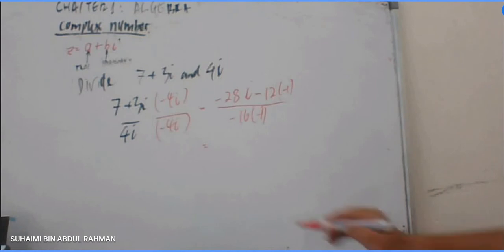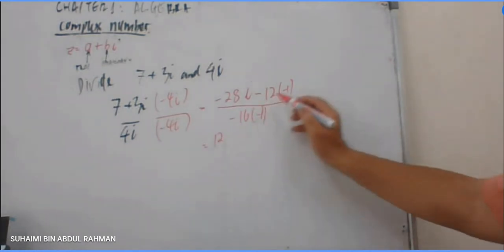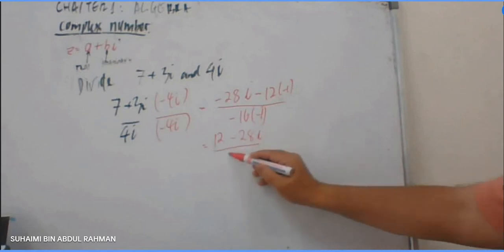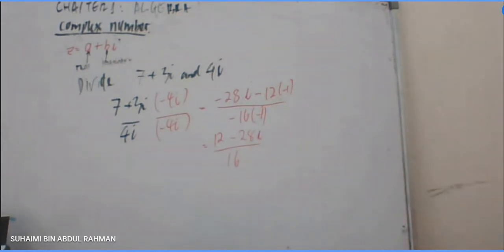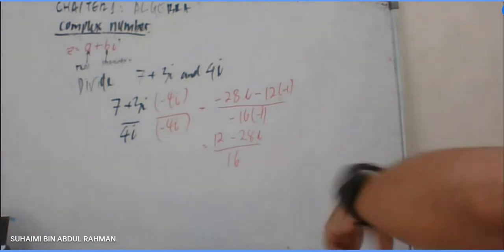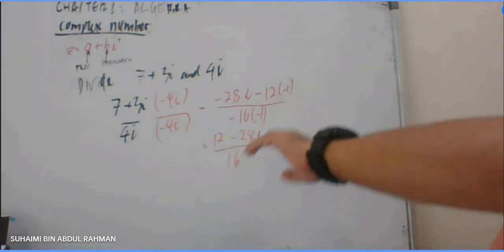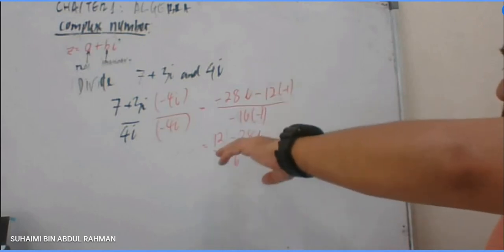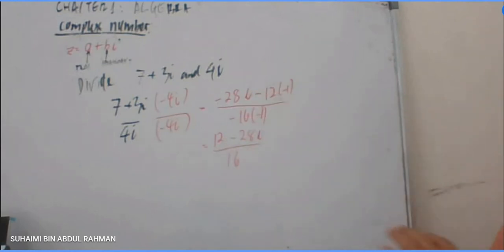So we have 12 minus 28i over 16. Right, after we change i square into minus 1, so we will have 12 minus 28i over 16.